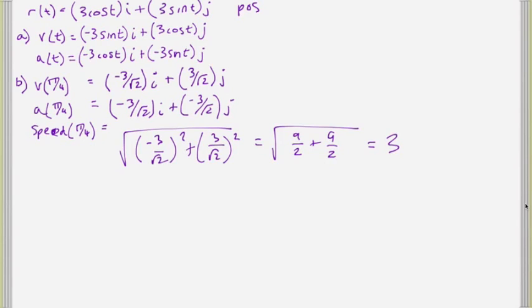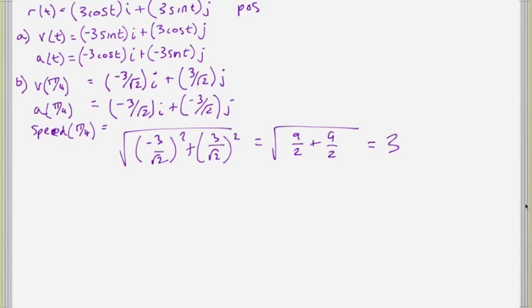Speed will always be a positive value because it comes from taking a square root of something, but it is not just making velocity positive. It's the length of the velocity vector. Does it not have a unit? It does not have a unit, we weren't given any units in the original problem. So the speed is 3.